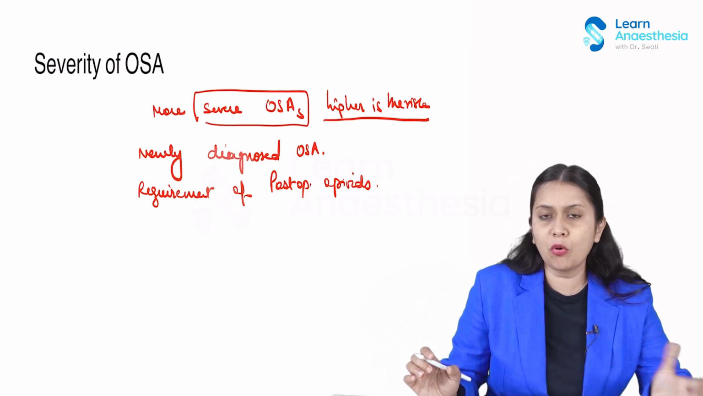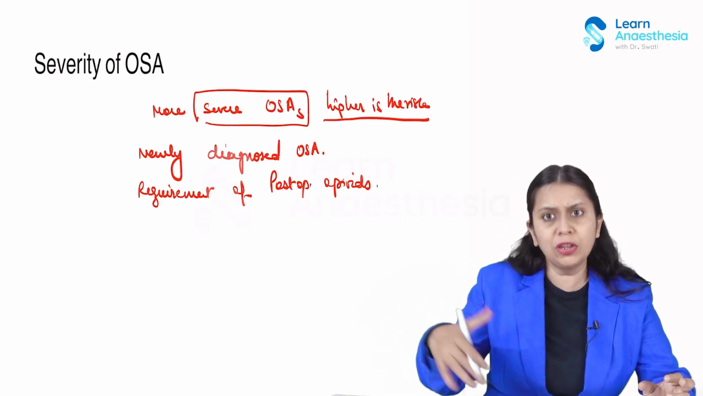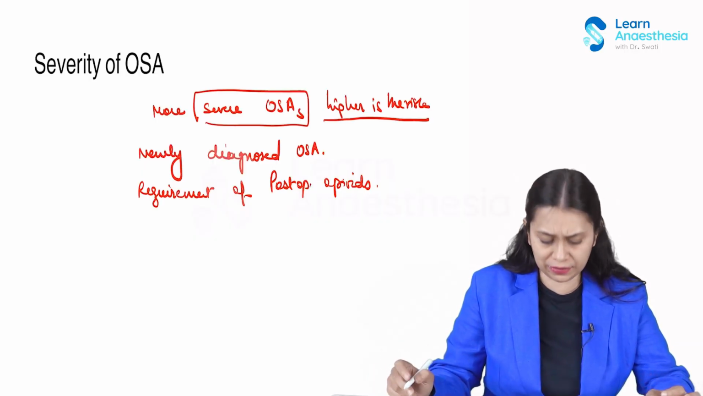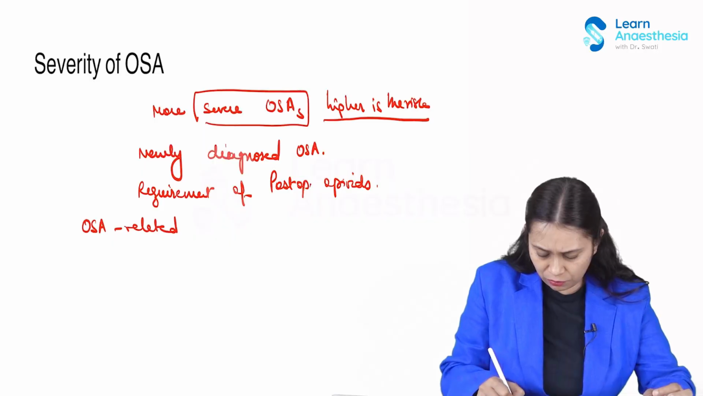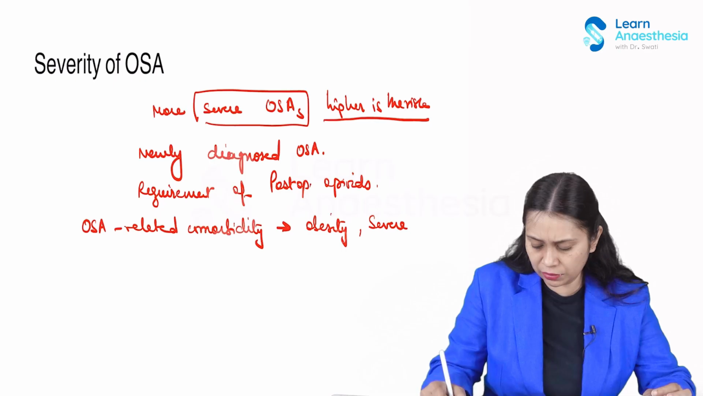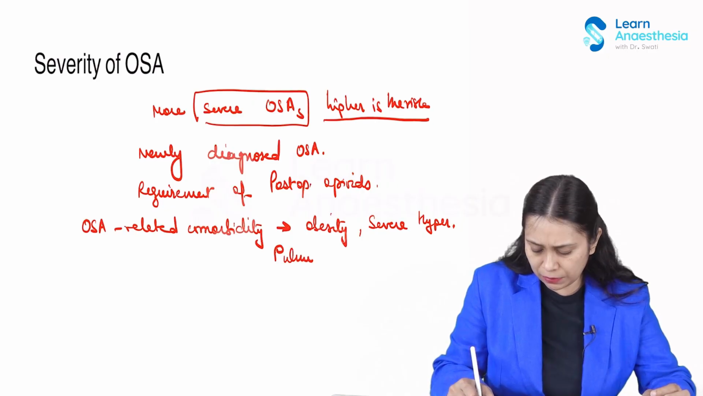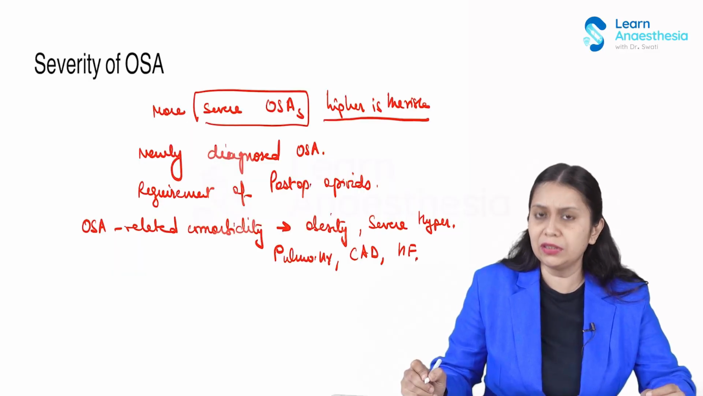Then if the patient has comorbidities related to OSA present. If the patient has multiple comorbidities, the more the comorbidities, the higher would be the risk, and OSA can be associated with so many comorbidities which I will discuss. So OSA related comorbidities like obesity, severe hypertension, then pulmonary hypertension, then coronary artery disease, then heart failure. If the patient is associated with any of these comorbidities, definitely the risk would be higher.